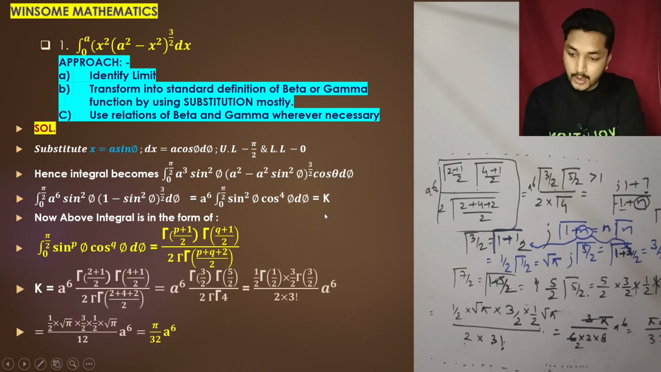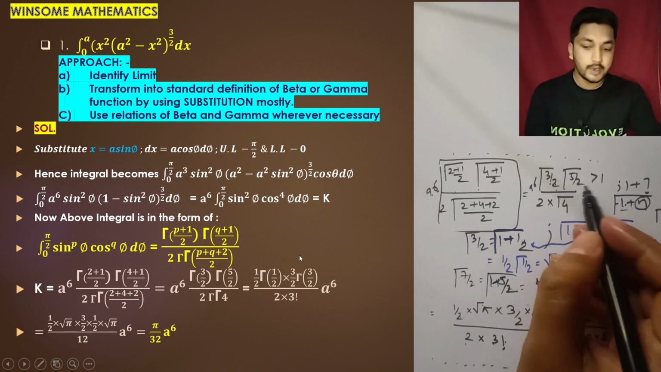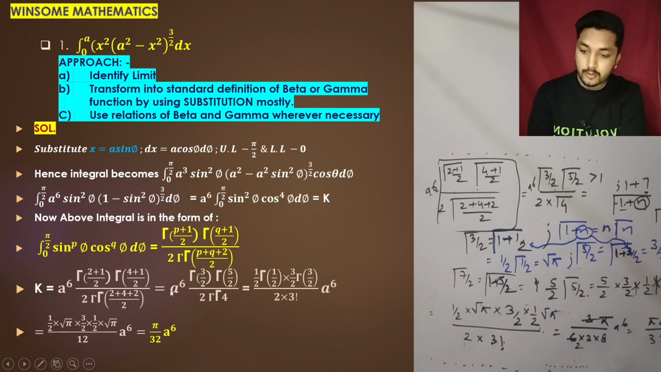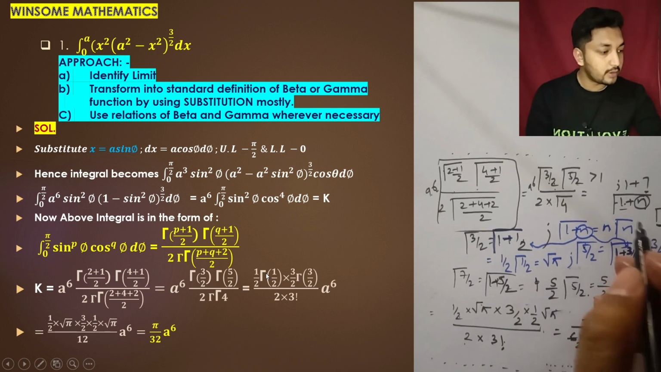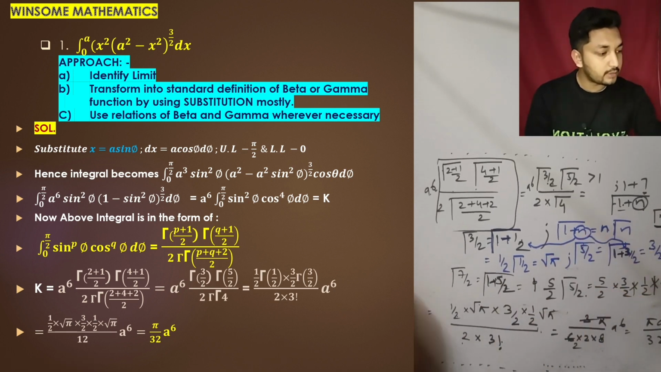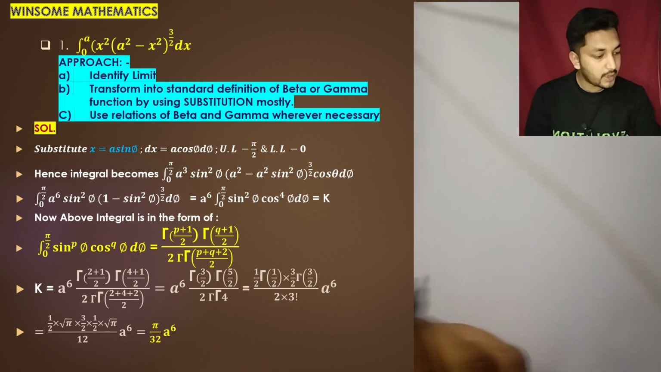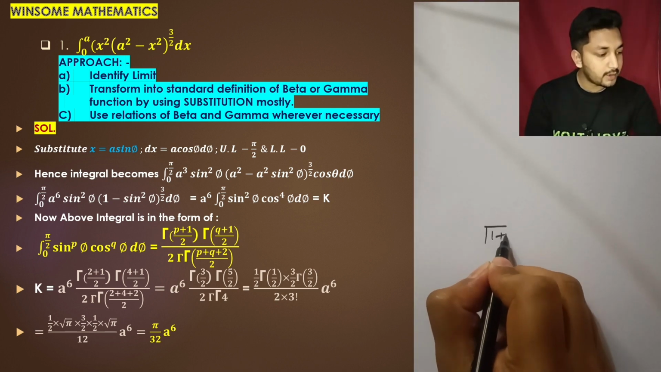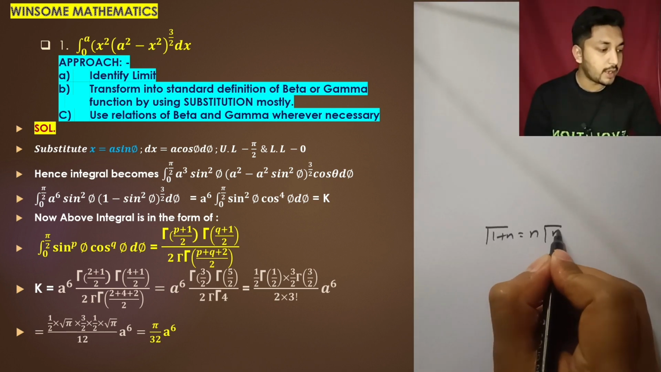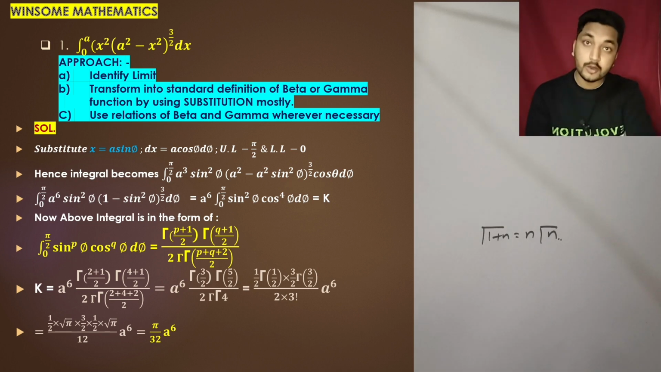So let's see. Simple, yes. a to the power 6 gamma (2 plus 1/2), gamma (4 plus 1/2), and a to the power 6. Simple, like we did. So how to write 2 plus 1/2, gamma 3/2, and 1/2? Again using the recurrence relation: gamma 1 plus n is equal to n gamma n. I already told you. So 1/2 gamma 1/2.